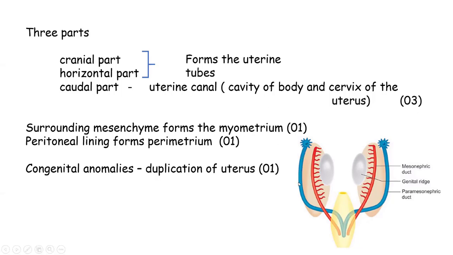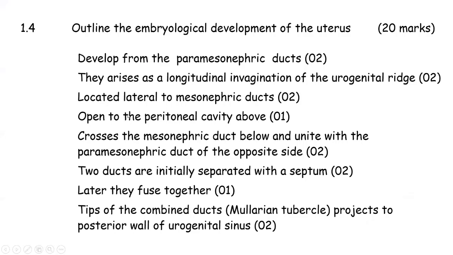So all these tubes will give rise to the lining, right? That forms the endometrium later. And you have to add on the myometrium and perimetrium to that, right? Surrounding mesenchyme or mesoderm will form the myometrium and the peritoneal lining will form the perimetrium, right? And a mark or 2 for congenital anomalies. You have to name one, or if you can name at least one congenital anomaly, it would be enough for a question like this, right?